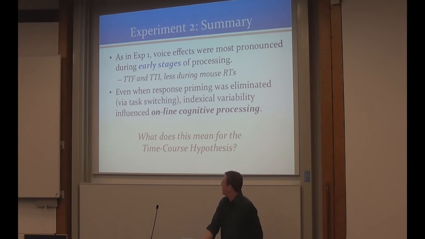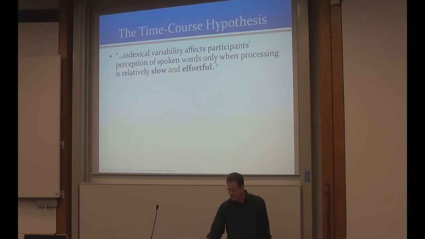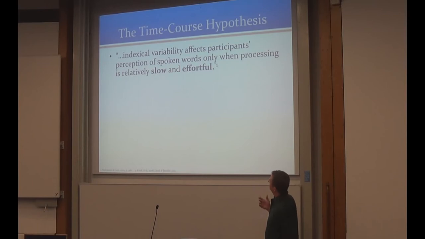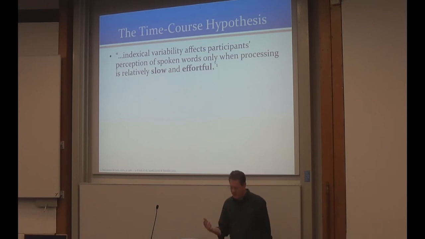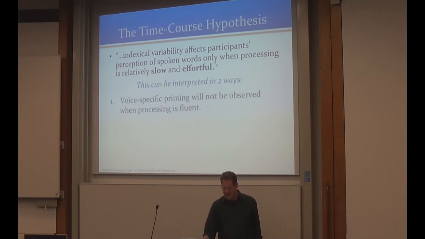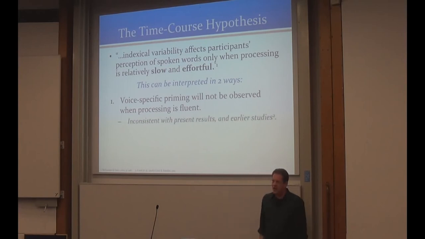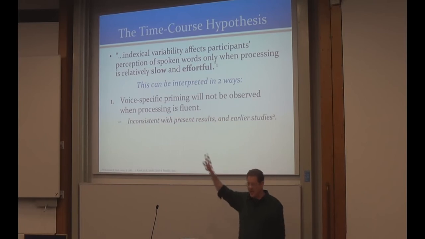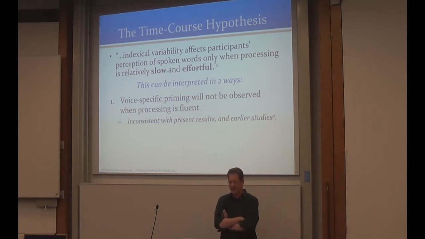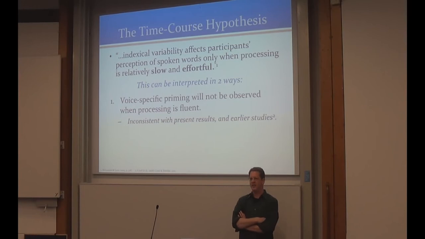So the question is, what do these findings really mean? The notion that indexable variability should only affect perception when people are slow or processing is effortful doesn't seem to be supported. But it actually has a couple of different interpretations. If your first interpretation is that you should only get voice effects when processing is disfluent, or as I say on the screen, you won't get these effects when processing is fluent, then we contradicted that. You can get these effects even with real fast fluent processing.